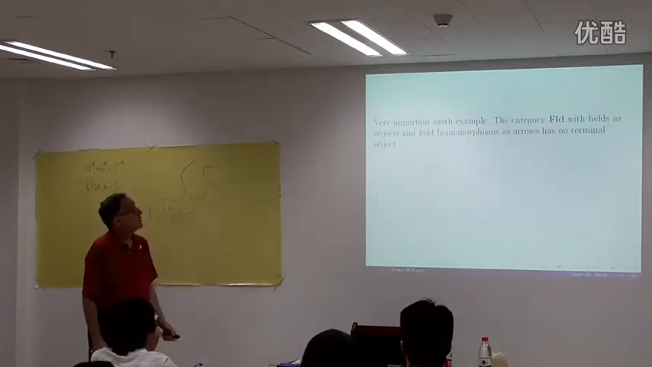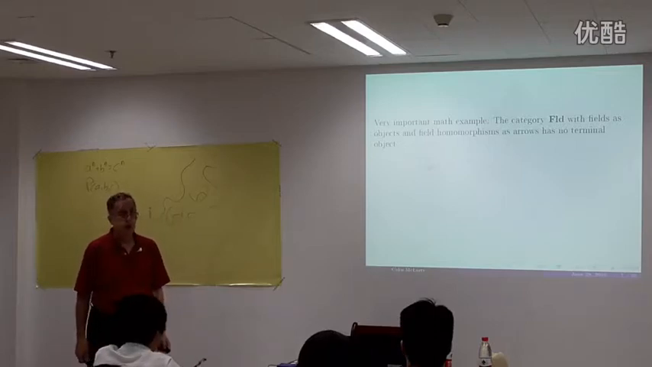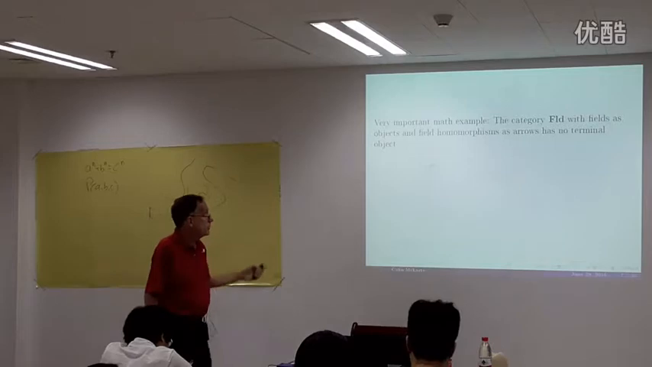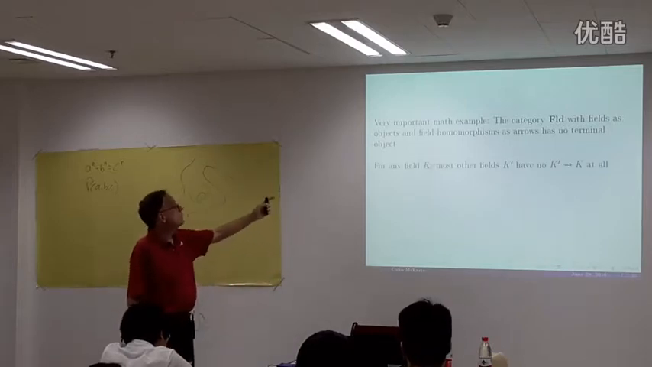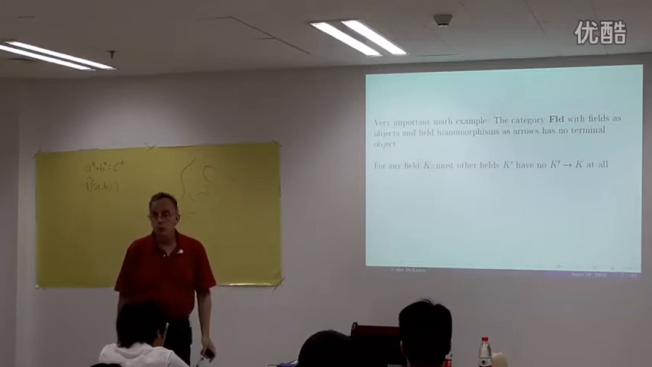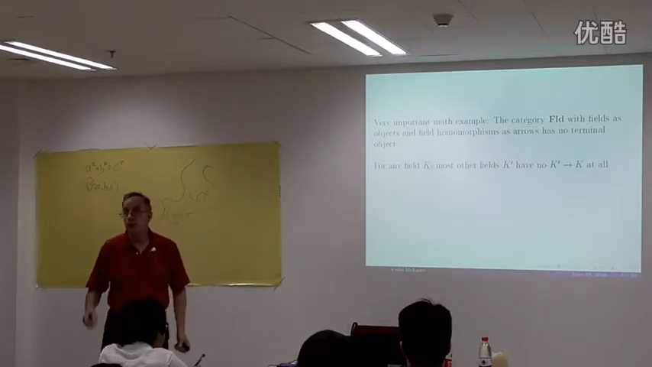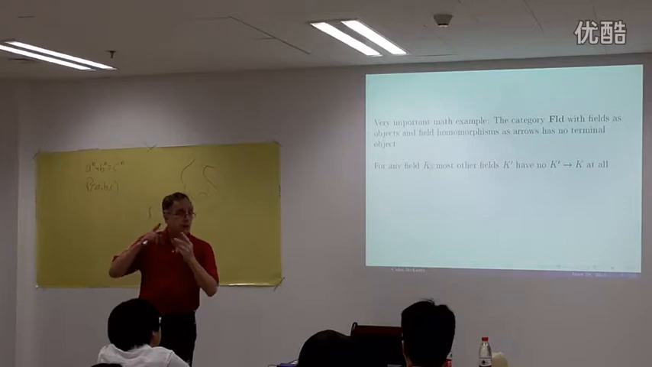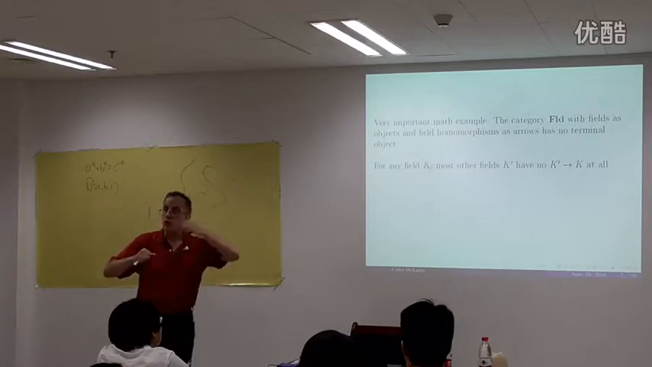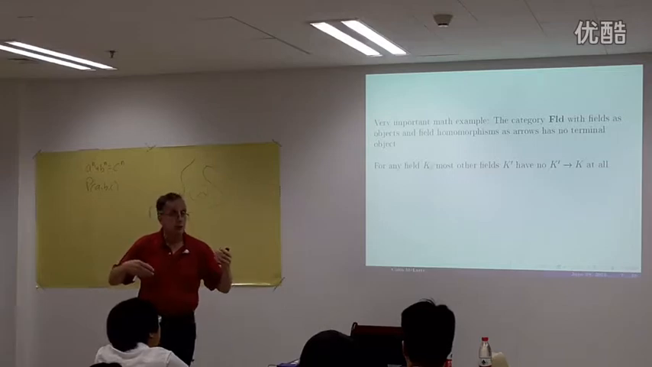A very important math example: the category of fields and field homomorphisms has no terminal object. And this is extremely important in algebraic geometry. The reason I started with the logic example is probably a lot of you won't see the point of this, but the technical fact is, any field you take, most other fields have no map to it at all, no arrow to it in that category. For those of you who know these things, a field has a characteristic, it's either zero or some prime number. If one field has a map to another, they have to have the same characteristic. Fields with characteristic 2 never have any maps to fields with characteristic 3. So nothing can be a terminal object in fields.